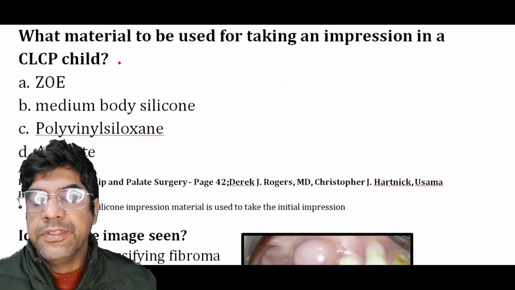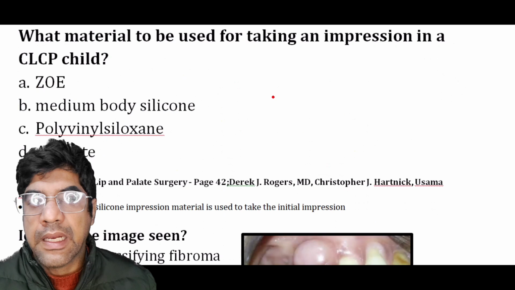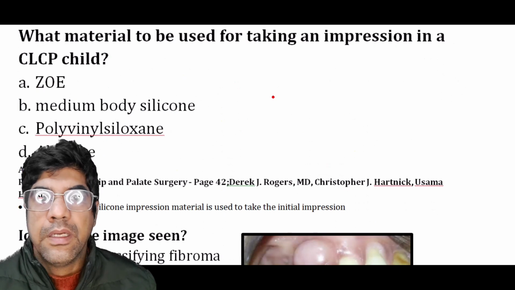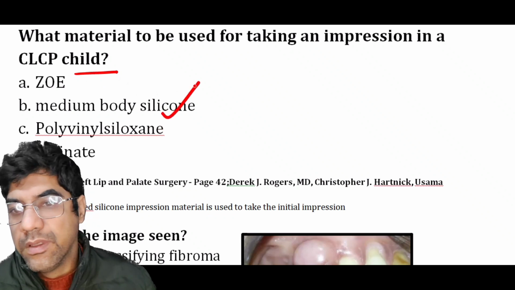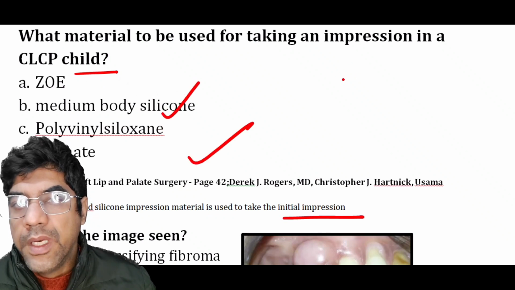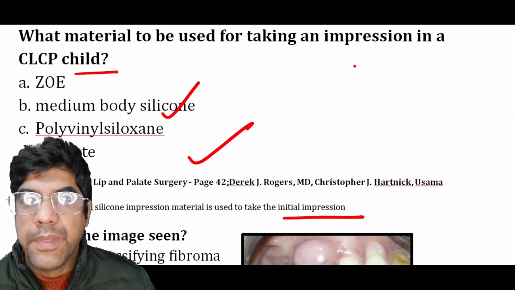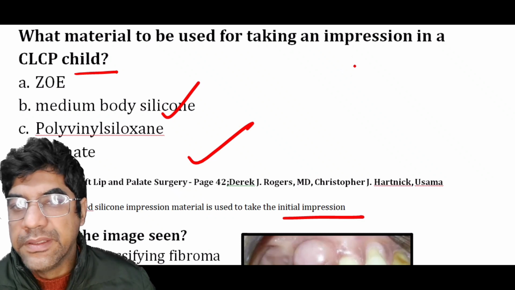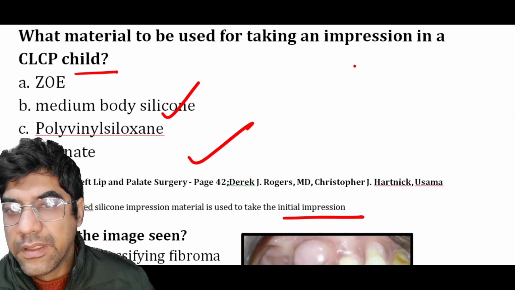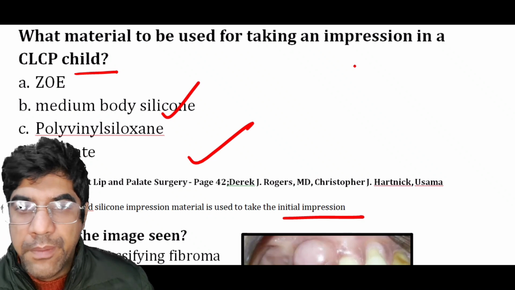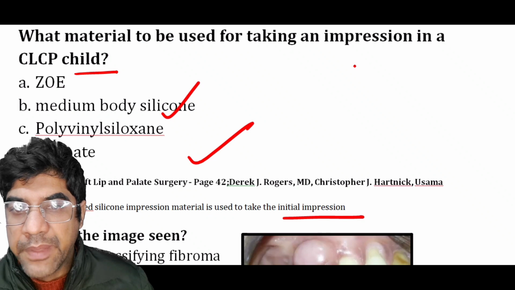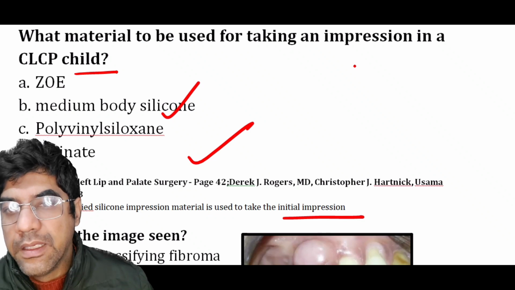What material is used for taking impression in a cleft lip and palate child? The answer is medium body silicone. Zinc oxide eugenol impression materials are commonly used in dentistry, but they are not typically recommended for initial impressions in the cleft lip and palate cases. Alginate is commonly used and cost effective, however it may not be the material of choice for initial impression in the cleft lip and palate.